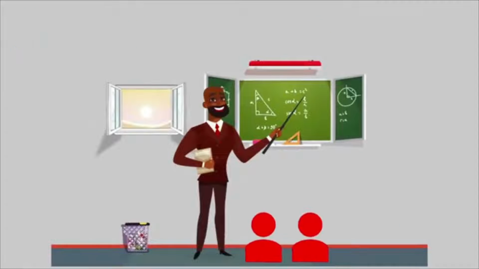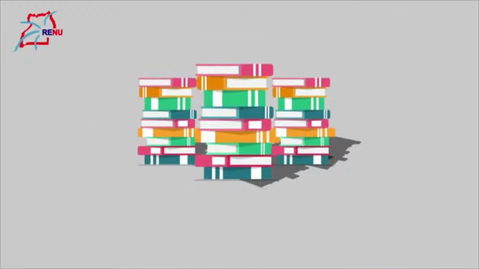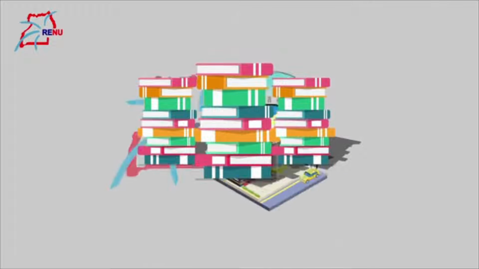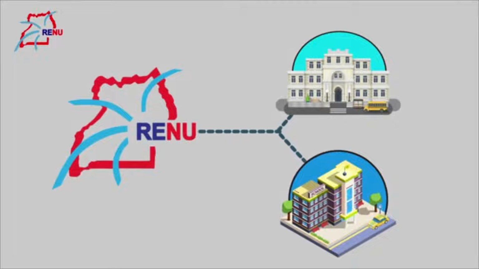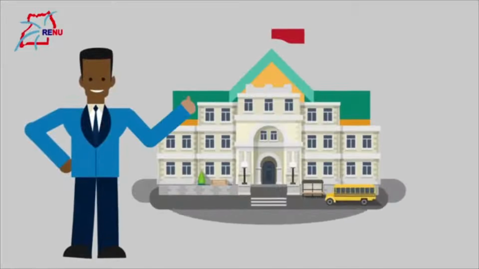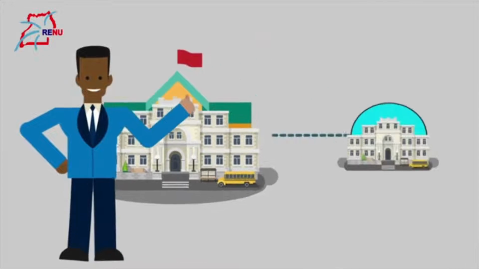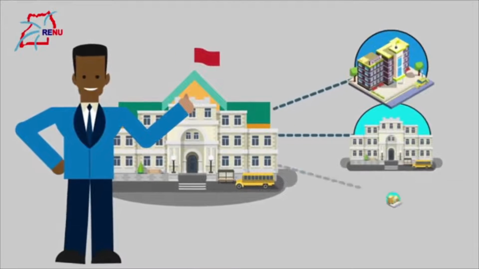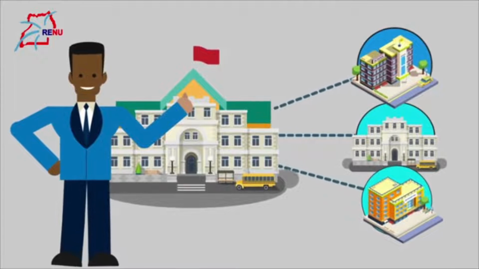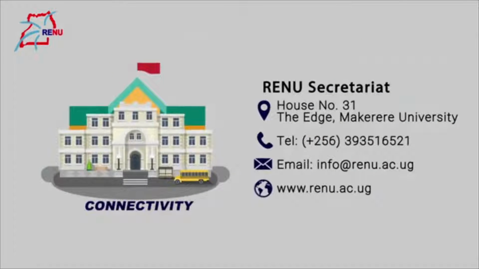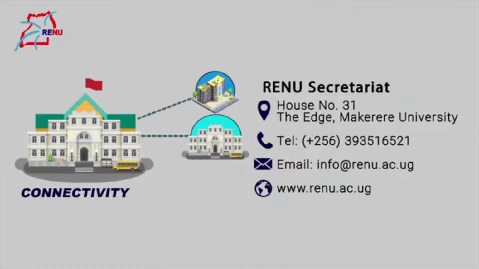institution, ranging from shared lectures and classrooms to shared libraries and other collaborative services. If you have more than one campus connected to the Renu network, we provide dedicated leased line services for you to extend your local area network across the various campuses at no cost. So, don't let your institution miss out on the collaboration that is transforming education and research in Uganda. For more information on Renu connectivity services, please contact the Renu Secretariat.